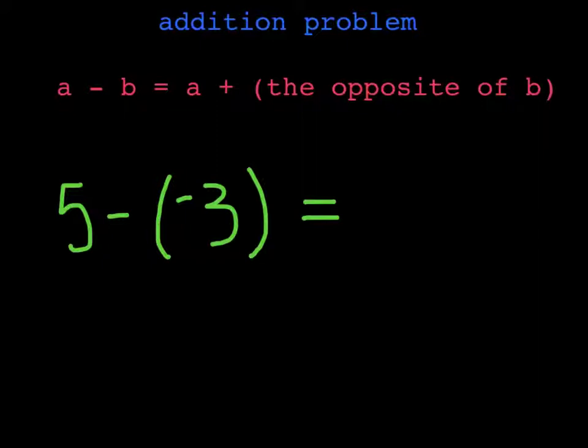In this next example, I'm looking at the operation 5 minus negative 3. Using the rule I have stated above, I'm going to rewrite this subtraction problem in the form of an addition problem. I can state that 5 plus positive 3 is equal to this quantity. Here you can see I rewrote the operation as an addition problem, and I took the second number in the operation and added the opposite.